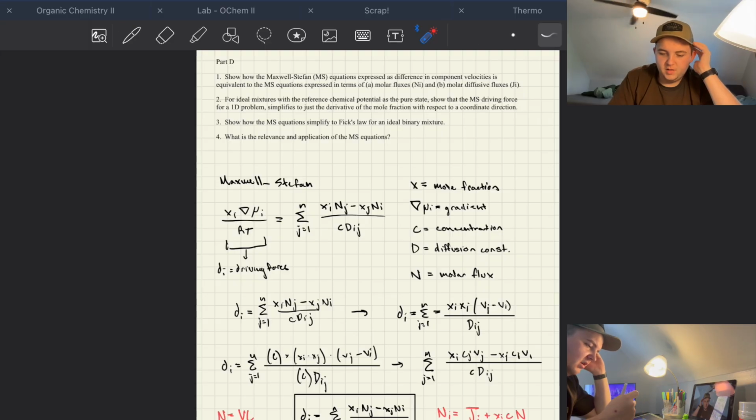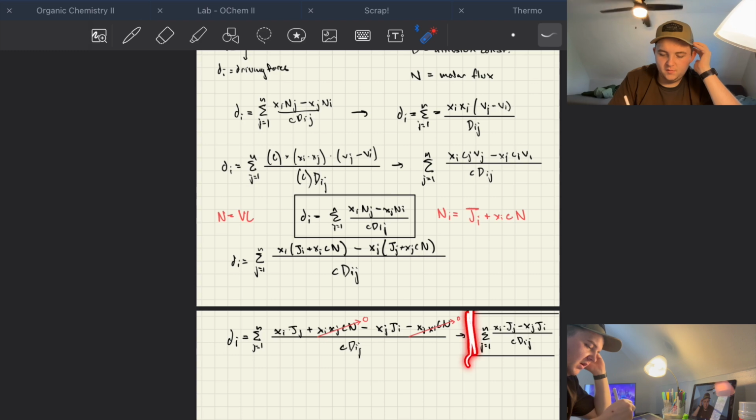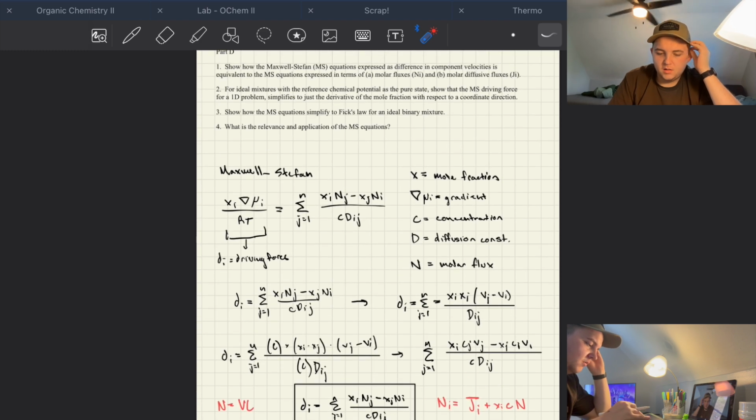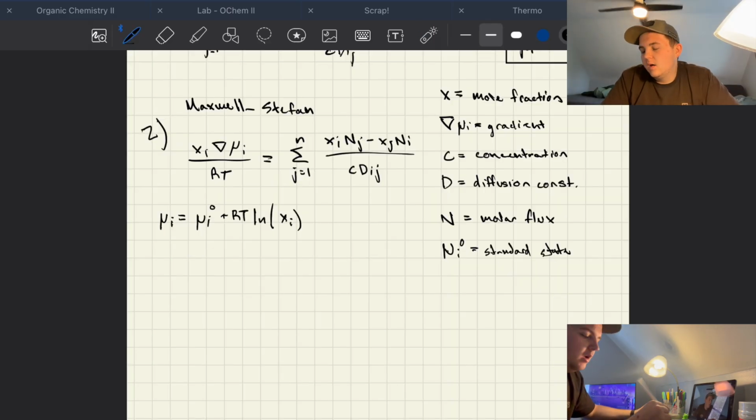This first one being our molar flux, and this bottom one being our molar diffusive flux. So that looks good. So now we're going to move on to question 2 and work on that. Okay, on to part 2.